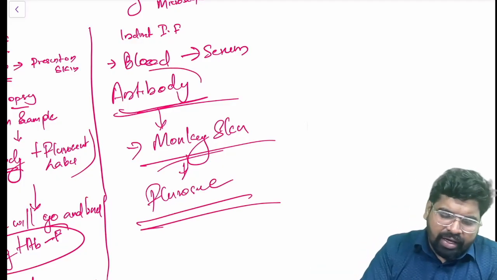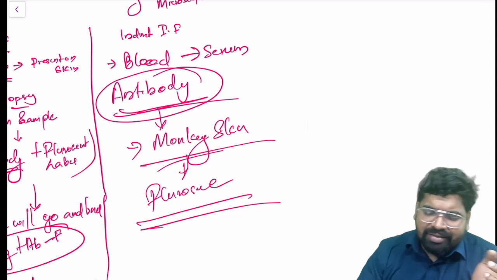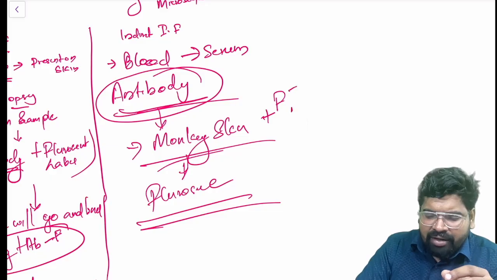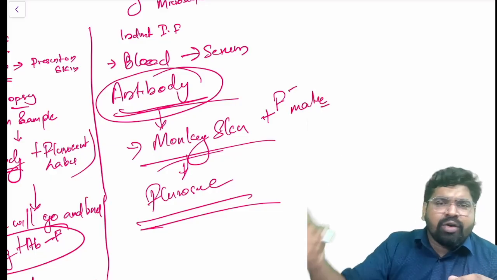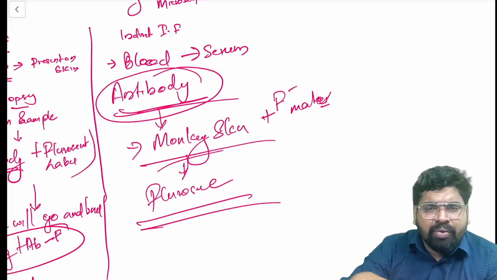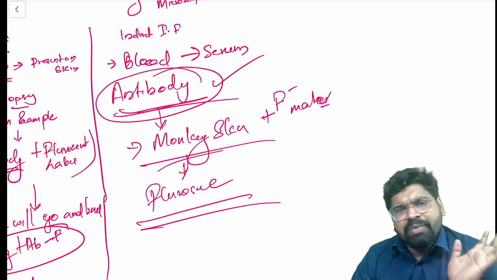The antibody which I got from the serum, I will put on the monkey skin. Along with it, I will put a fluorescent marker which will go and bind to this antibody. So what happens if that antibody is present? It will give fluorescence. Okay, that much is enough.